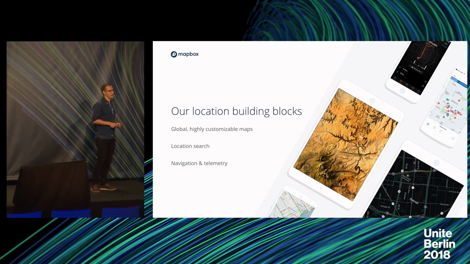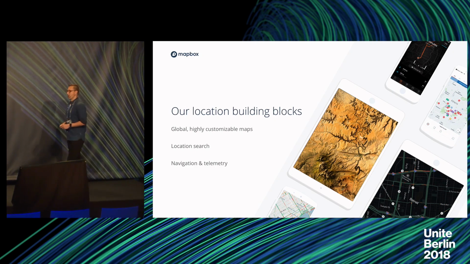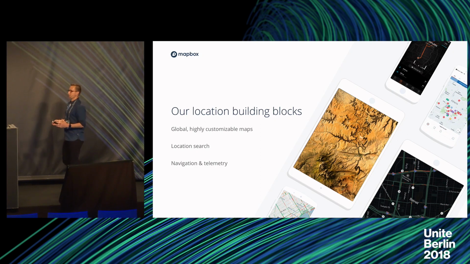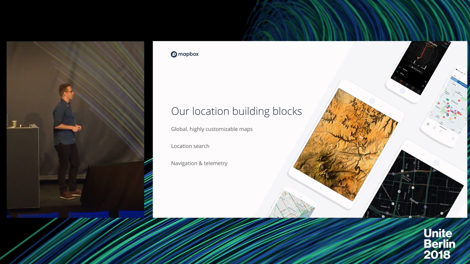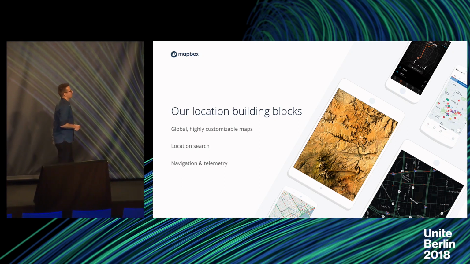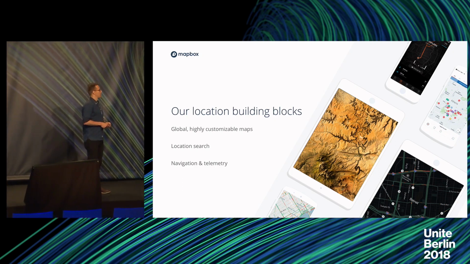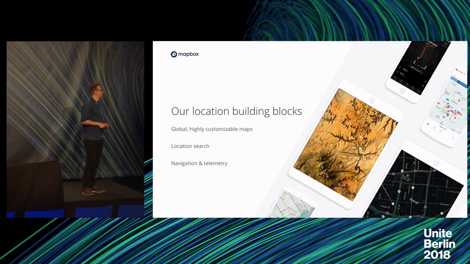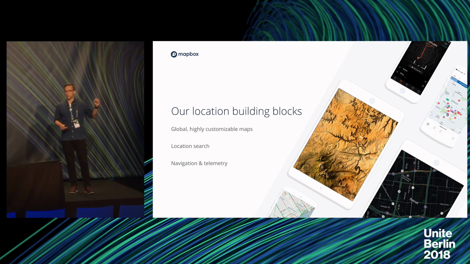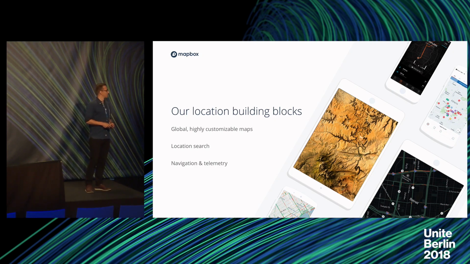The first is global, highly customizable maps. So if you want to design a very particular type of map for your app or game, or you want to integrate your own data, or you want to make sure that the map reflects your particular brand, you could use our map APIs to do that. We also have location search APIs. So if you want to see what's around a particular place in the world or search for a particular place, you can leverage our location search APIs. And the third type of API we have is our navigation API. So you can route people from point A to point B using the API. And it also includes telemetry data, which means that we have people movement patterns, including traffic, for particular locations in the world that you could leverage for various different purposes in your apps.